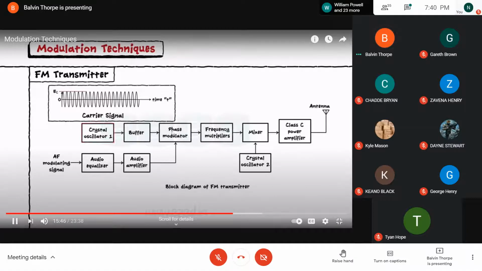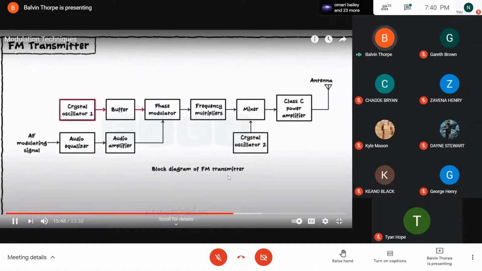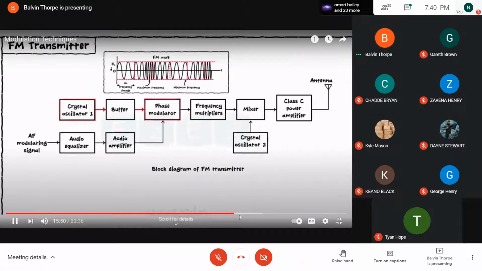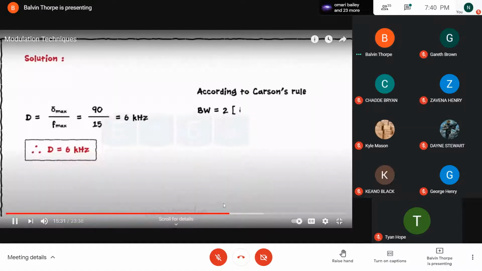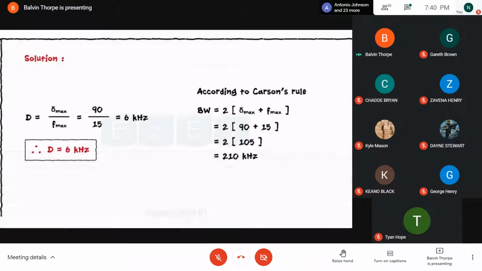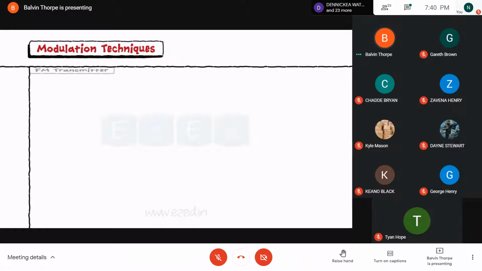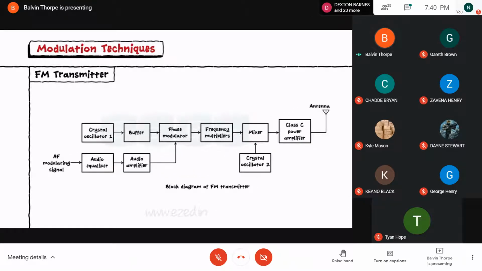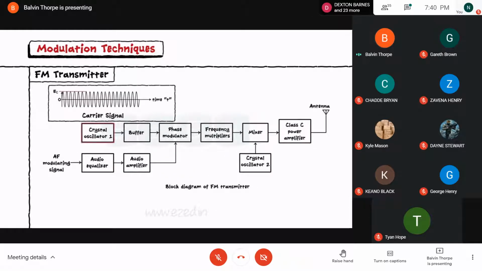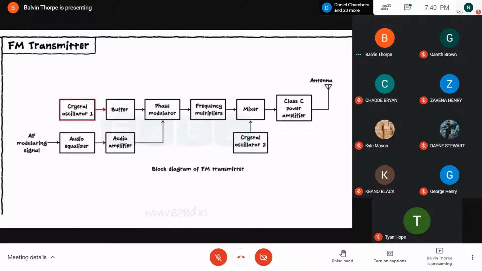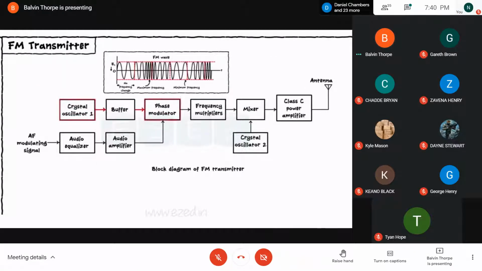To generate the carrier signal. This carrier is then applied to a phase modulator. Bandwidth equals 2 into max deviation plus max frequency. Substituting the values, we get bandwidth equals 210 kilohertz. Now let's study the FM transmitter. FM also uses the crystal oscillator to generate the carrier signal. This carrier is then applied to a phase modulator.